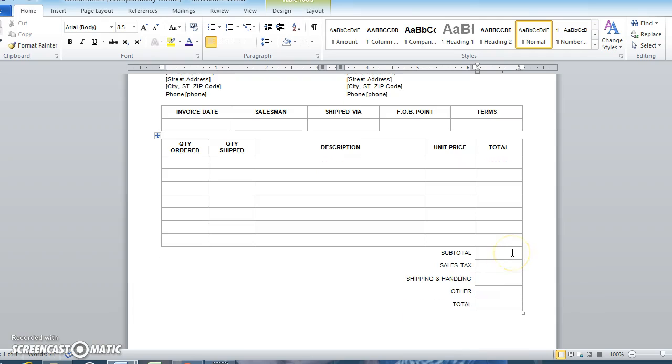Then down here we have the subtotal, which is the total of the total column that has all the merchandise costs. The sales tax is the tax that's applied to your subtotal, and it usually differs from state to state. Your shipping and handling is the shipping charges for the product, and that usually depends on where the product is going to be shipped. And other is things like discounts or maybe some other terms that have been established. And then your total down here is the total amount of the invoice, including the merchandise cost and other charges or discounts.